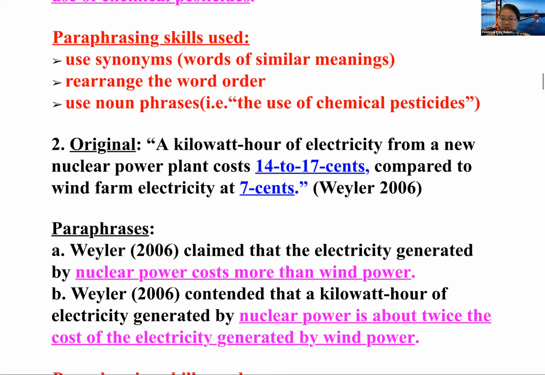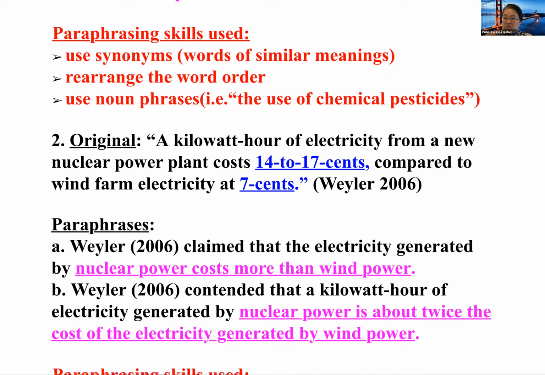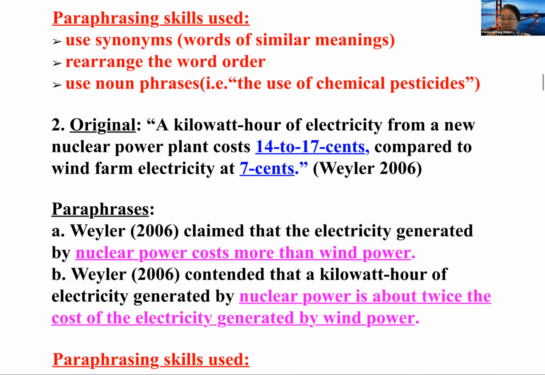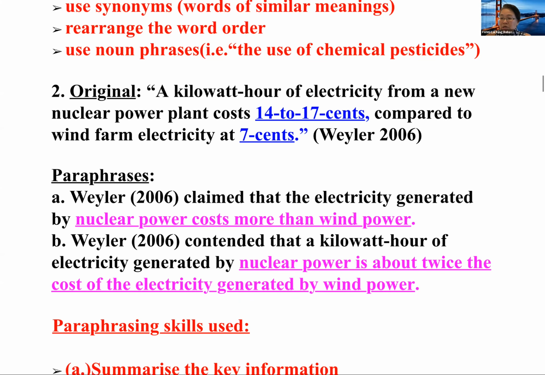Look at A, all right? A, change it to the general meaning. Nuclear power costs more than wind power. So if you look at the figures, obviously, it's more expensive, all right? Nuclear power is more expensive than wind power. Second one, you could change the statistical representation of the figures. So if you look at 14 to 17 cents compared to 7 cents, the figures are almost double. So you could say nuclear power is about twice the cost of electricity generated by wind power.